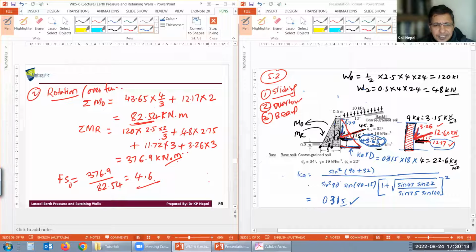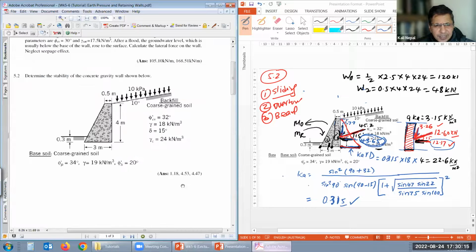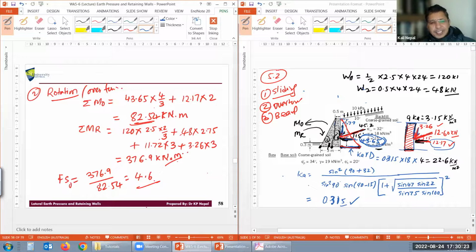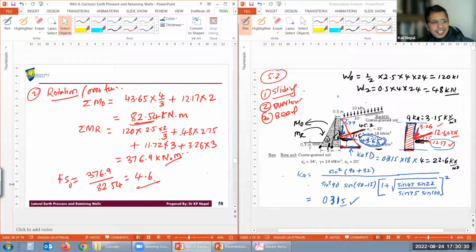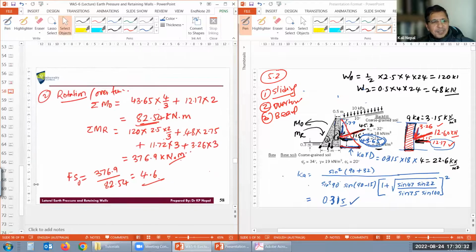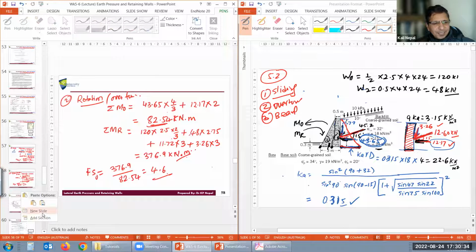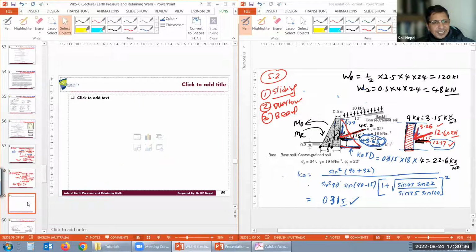So can I check the answer? What is it? 4 point. Yeah, that's close enough. All right, 4.53. That's good. What is the third? Bearing, yeah, at the bottom, what will be the bearing pressure, right? So can I put another new slide here so that I can refer to those data all the time?